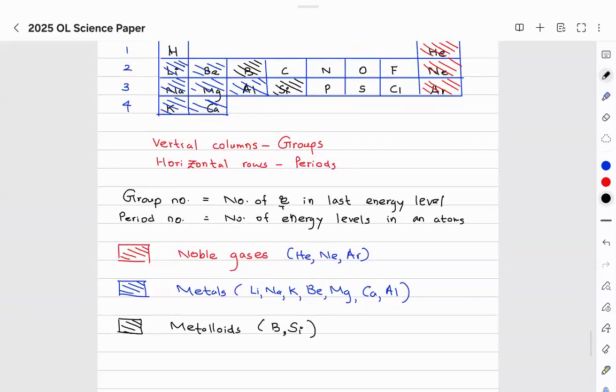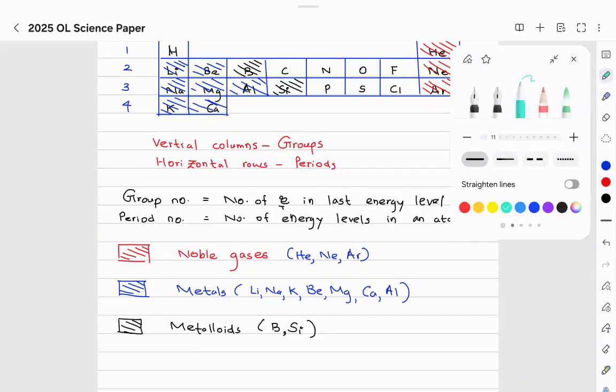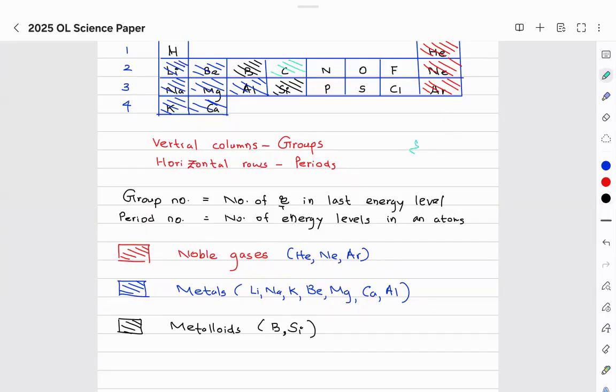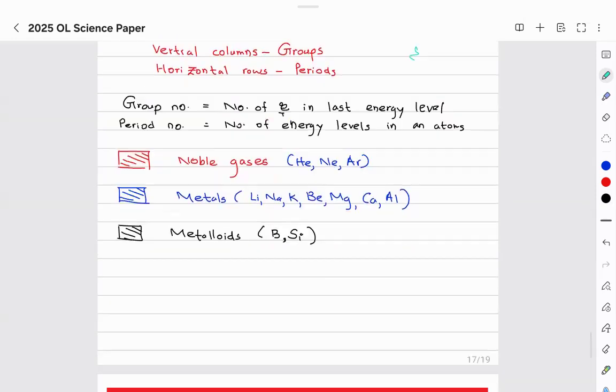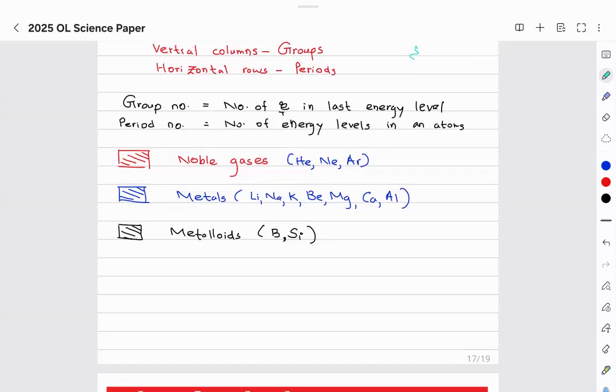Then what are the non-metals? Carbon, nitrogen, phosphorus, oxygen, sulfur, right? So they are considered as what? Non-metals. All the remaining ones are non-metals, right? Even helium, neon, argon, fluorine, chlorine. So all of them are non-metals.